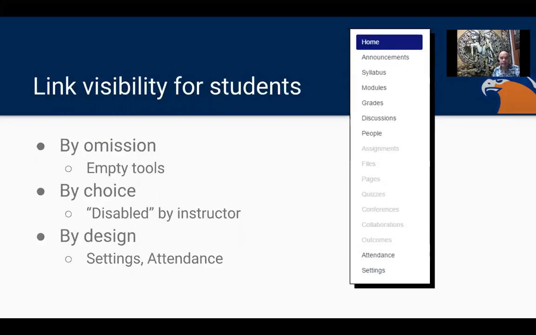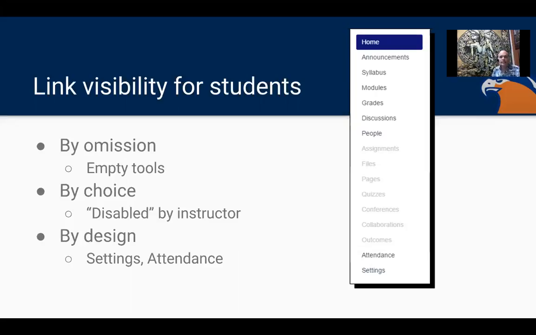Link visibility, of course, means link visibility for students. As instructors, we can see all the links that are on the course navigation menu. The three ways that link visibility for students is affected is first by omission, meaning that if a tool is empty, then that link will not be visible to students. So, for example, in this screenshot here, I can see that files is gray, so it's possible that the files tool is empty. Second option is by choice.